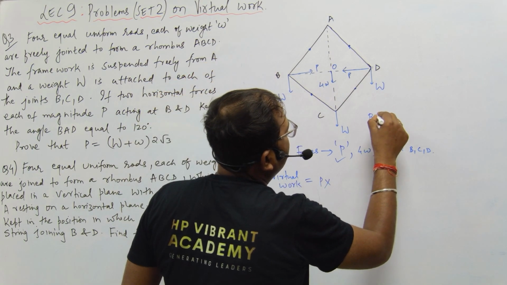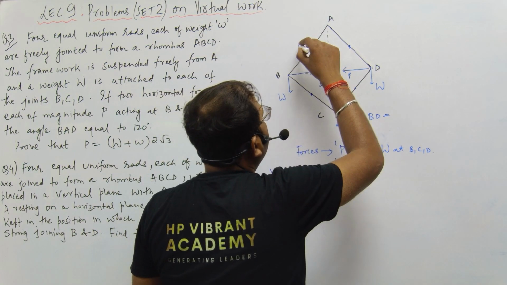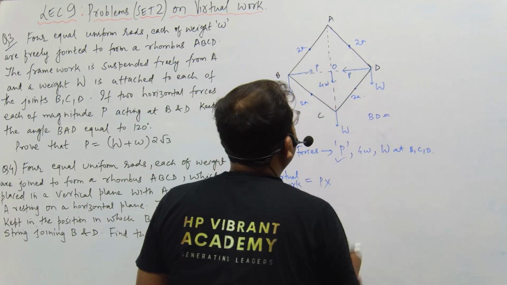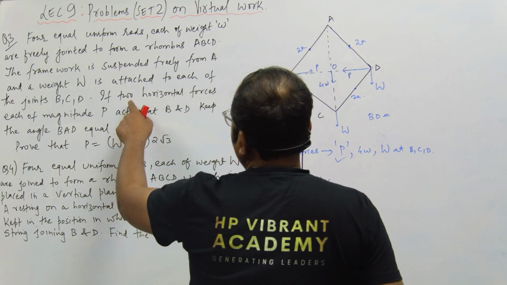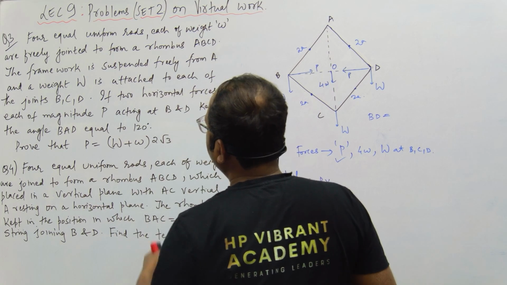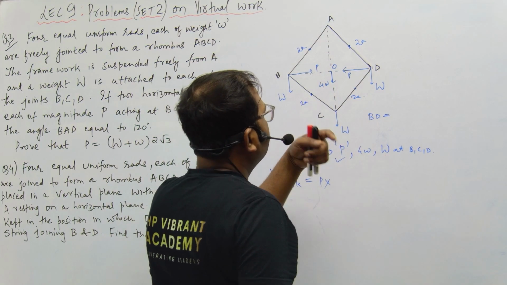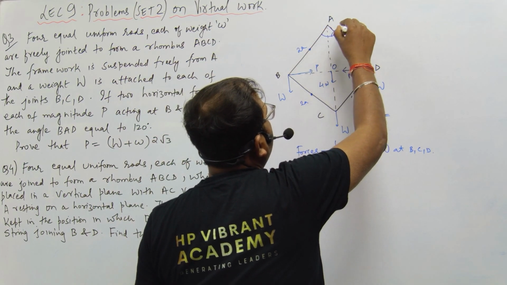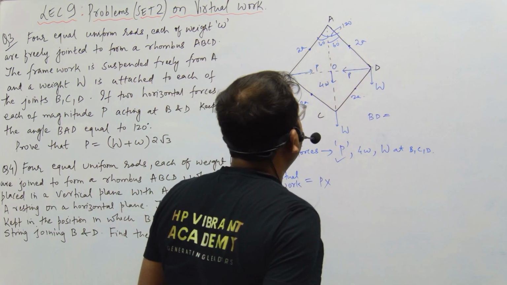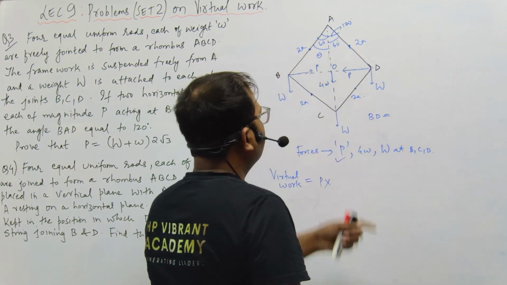We have BD. Let us calculate BD. For this calculation, let us take the length of the rods as 2a. This is 2a, this is 2a, this is 2a, and this is 2a. Let us read the question once again. If two horizontal forces, each of magnitude P, acting at B and D, keep the angle BAD equal to 120 degrees. So this force is applied in such a way that angle BAD is 120 degrees. So half of the angle is 60. For the time being, let us take this angle as theta, and after calculation we will put theta equal to 60 degrees.